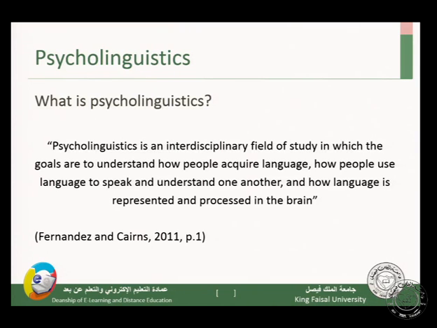Then how people use language to speak and understand one another. Now most of you speak English, speak Arabic, but now the question is how. How do you speak English? Where is English stored in your mind? Is English stored somewhere in your mind? Is Arabic stored in the same place or in a different place? Most of you speak two languages, or perhaps more than two languages. Where exactly is Arabic stored? Where exactly is English stored? Are they stored in the same place or in different places? So this is our main concern in psycholinguistics: how people use language to speak and understand one another.